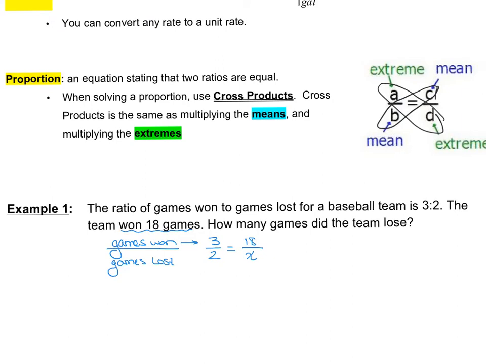Now we're going to multiply our means and extremes. So 3x equals 36. Divide both sides by 3 to isolate x, and x is 12. So to answer the question, how many games did the team lose? They lost 12 games. 12 games lost.